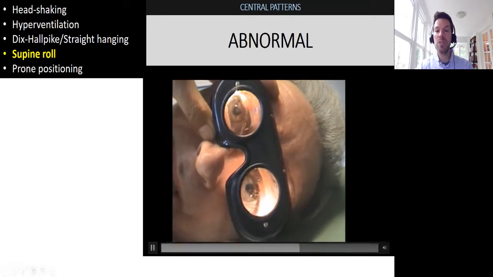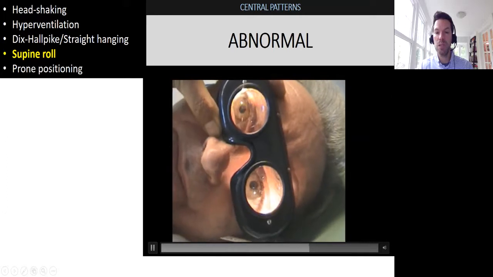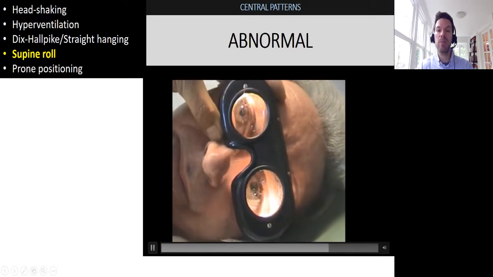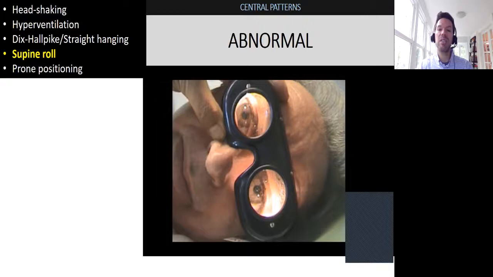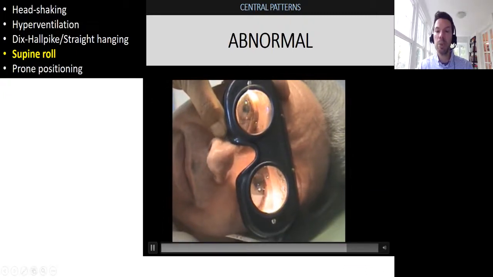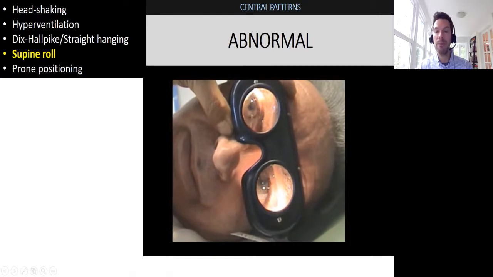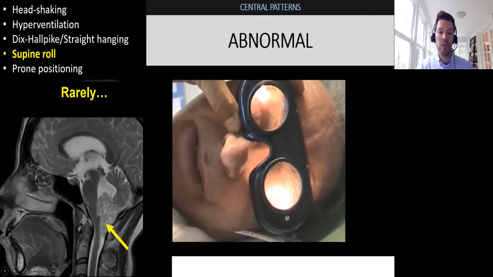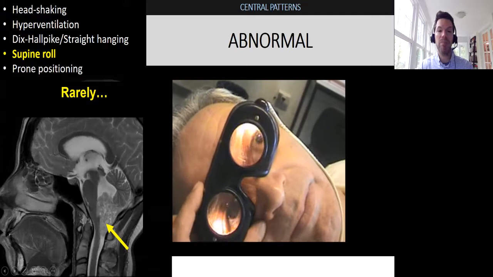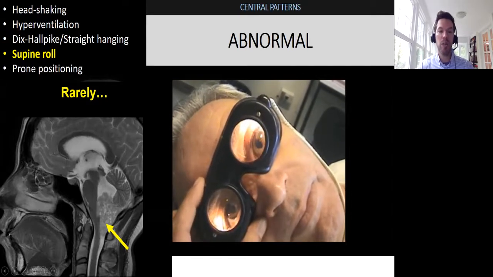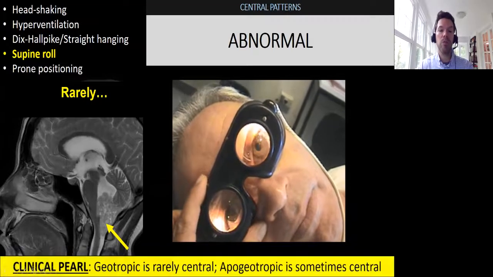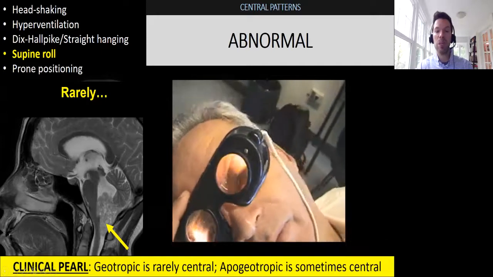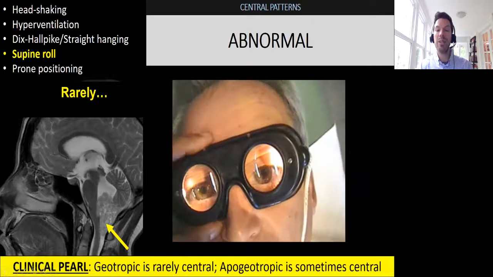So this is still apogeotropic. It's much stronger. So if this is horizontal canal BPPV, which it was, when you see the strongest nystagmus, it's going to beat toward the side of the lesion, the problem. So in this case, he had right apogeotropic variant of horizontal canal BPPV. But sometimes patients with apogeotropic nystagmus don't have horizontal canal BPPV. Sometimes they have a midline structural problem like a tumor or like a stroke, for instance, usually involving the nodulus and uvula. Geotropic nystagmus is rarely central, but remember that apogeotropic can be central.